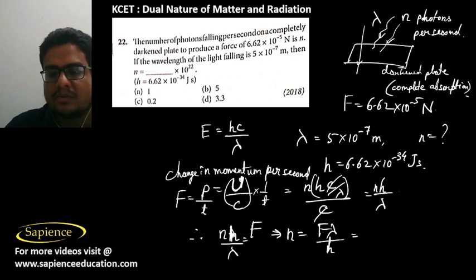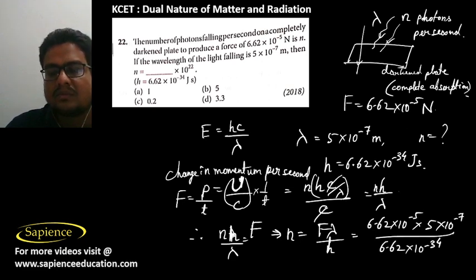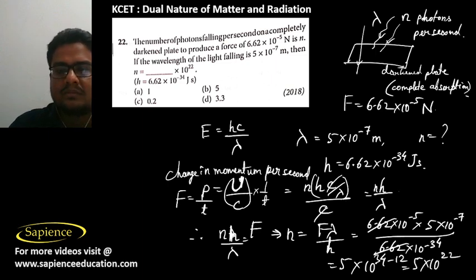F lambda by h. So F is 6.62 into 10 power minus 5 into lambda, that is 5 into 10 power minus 7, divided by h, that is 6.62 into 10 power minus 34. 6.62 will cancel out, so this is 5 into 10 power 34 minus 12. So this is 5 into 10 power 22. So these many photons are falling per second. So the blank should be 5. Option D is the correct answer.